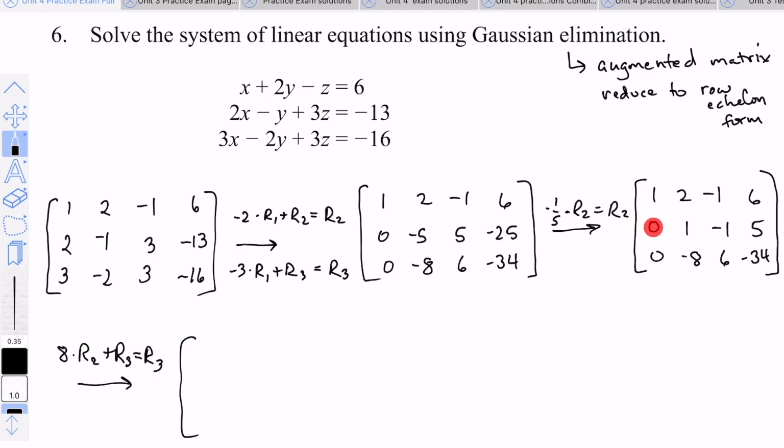So row 2 starts here, so 0 times 8 is 0, 0 plus 0 is still 0. Here, 8 times 1 is 8, 8 plus -8 is 0. Here we have 8 times -1, which is -8, -8 plus 6 is -2. Here we have 8 times 5, which is 40, 40 plus -34 is 6.